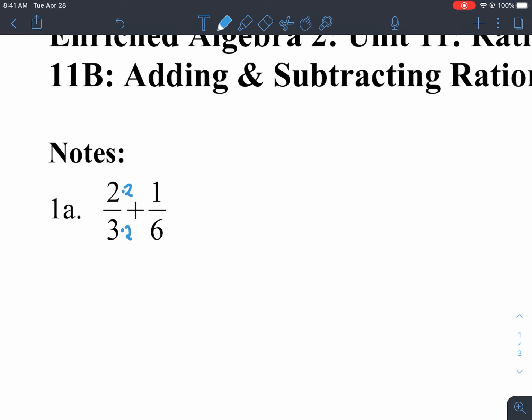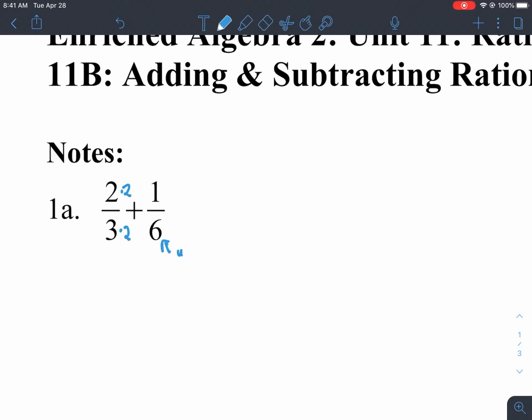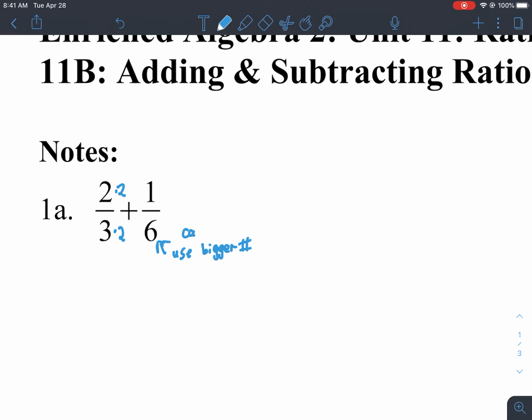So one scenario is we can use the bigger number, but not always. This is one scenario. We call it case 1. Okay, so we have 4/6 plus 1/6, which is 5/6.